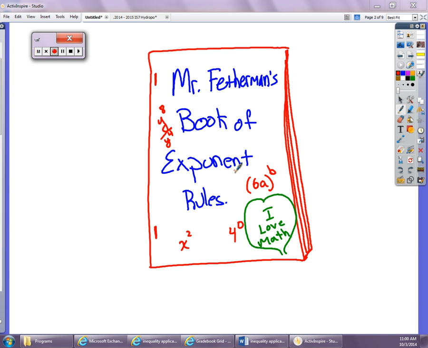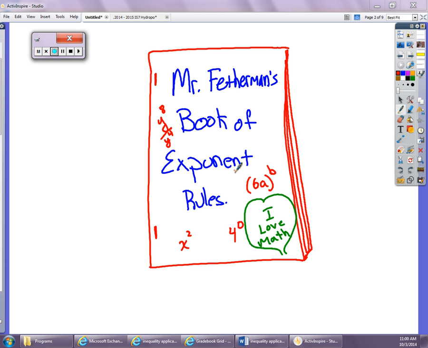Alright, today we're talking about exponents. So you all have a little book made up with 4 pieces of paper folded in half, stapled down the middle. On the front, we just put our cover, so you can put whatever you want on there. I wrote Miss Featherman's book of exponent rules because that's what we're going to be putting in here. You can add some designs or some colors or however you want to make it look. Once you have the front cover done, you can pause this, work on it, and then move on to the next thing.